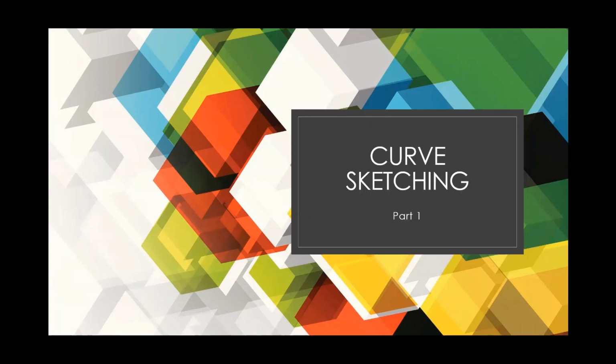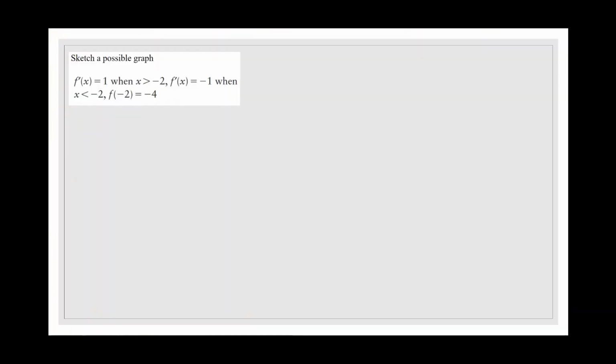Welcome to a video on curve sketching part 1. Suppose you're given some information about a graph and you're supposed to sketch a possible graph. So this might not be a unique graph, but it should satisfy all the conditions provided.